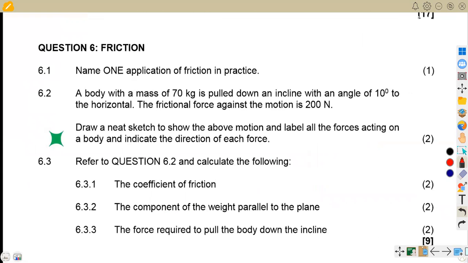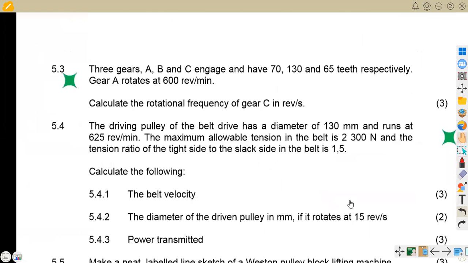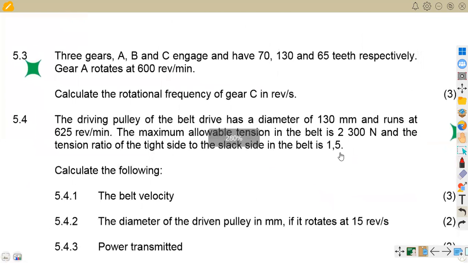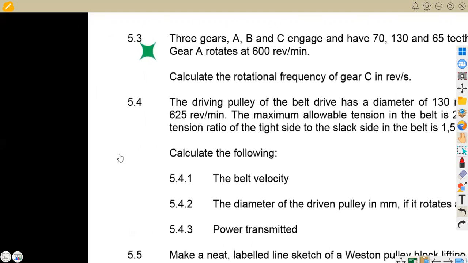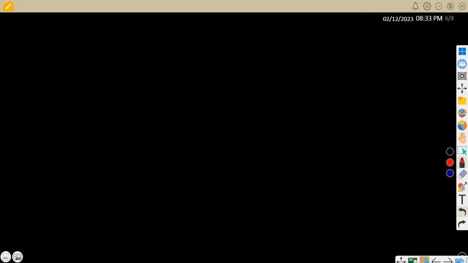Okay, let's check the other part of the question. That's 5.3. On 5.3, we are given an information below them. There are three gears, A, B, and C. They engage and they have got 70, 130, 65 teeth respectively. Gear A rotates at 600 revs per minute. Calculate the rotational frequency of gear C in revs per second. So take note, guys, what we're given.